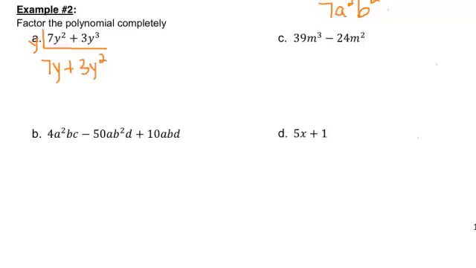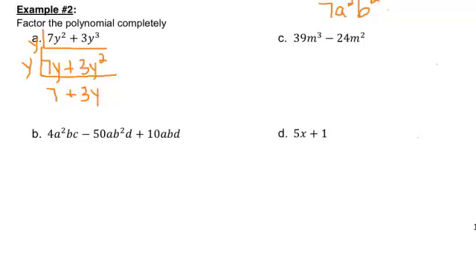Now notice they still have a y in common. So we can divide again by y. So if we divide out a y, 7y divided by y is just 7. 3y squared divided by y is 3y.